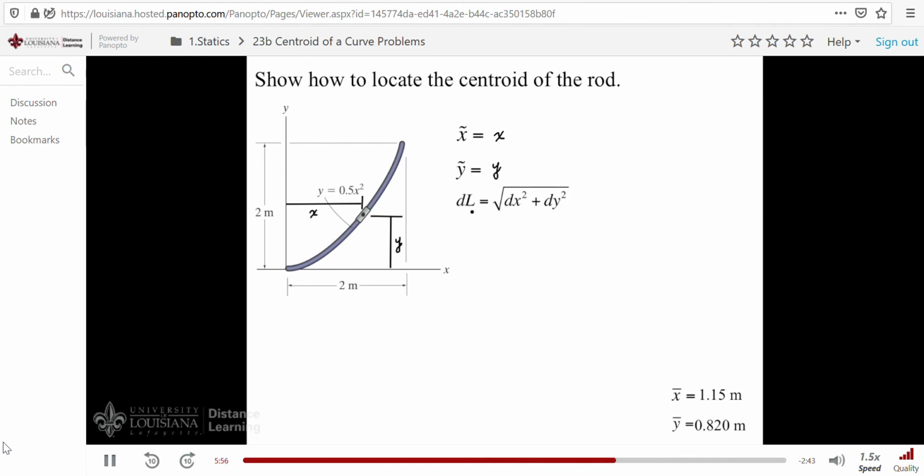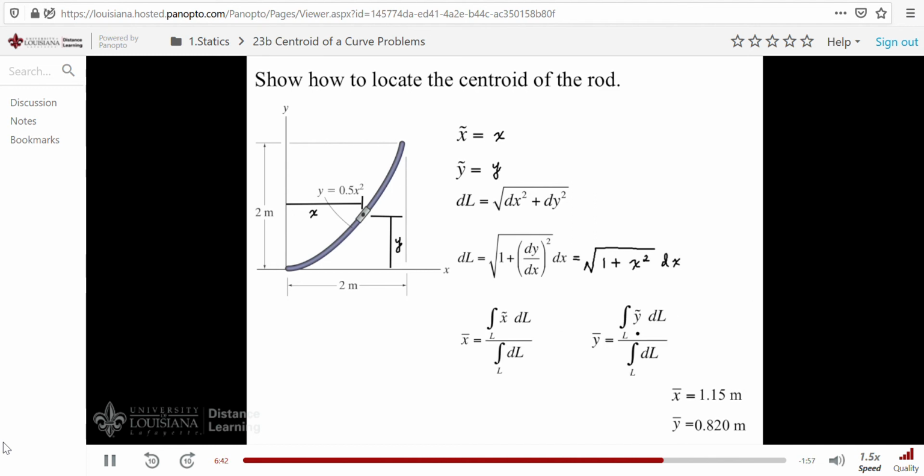Finally, we have to define dl, and here, rather than integrate along the curve to get dl, we'll integrate along the x-axis. So we'll reformulate this in the following way. Now we put in the data. We have the square root of 1 plus dy/dx quantity squared. What would dy/dx equal in this case? dy/dx would equal x, and so this becomes x squared. And then we have, of course, dx. Now we have everything we need to solve the problem.